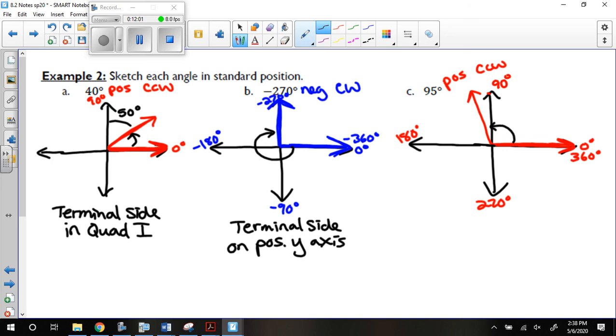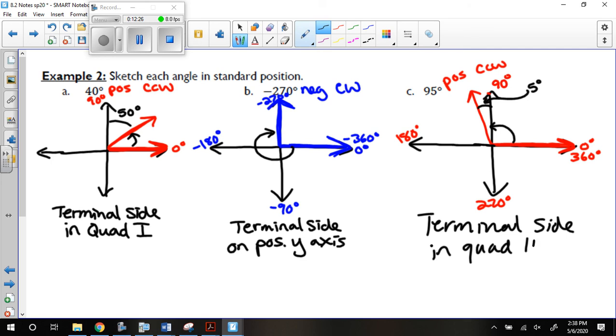Alright, so I am going to indicate that this measurement right here is 5 degrees because it's 5 degrees past the 90 degree line. Okay, so I can say my terminal side, woo, my S got away from me there. Okay, terminal side in quadrant 2. And by the way, in case y'all forgot, this is how your quadrants work. Quadrant 1, 2, 3, and 4.